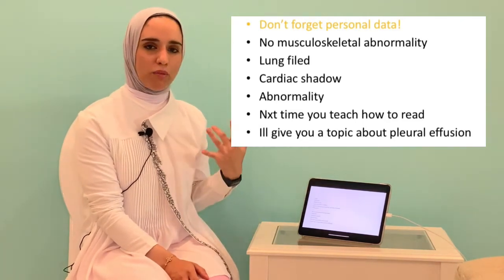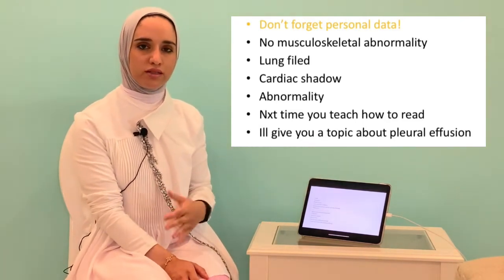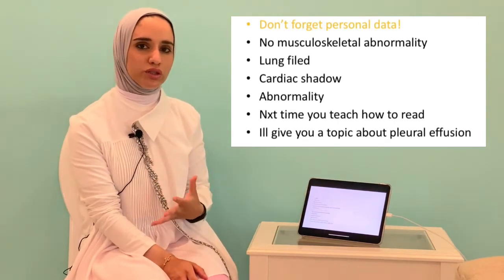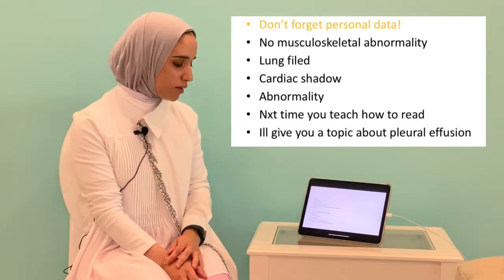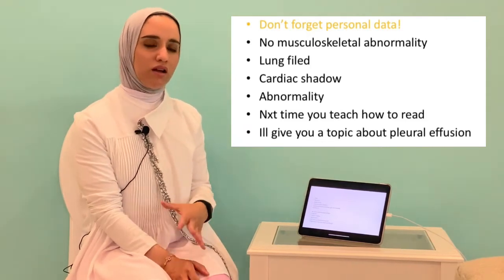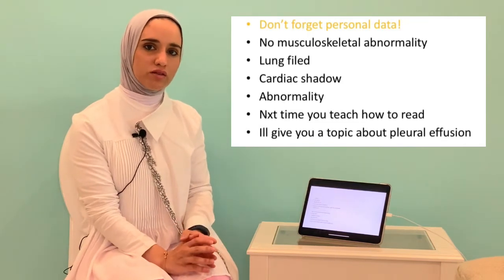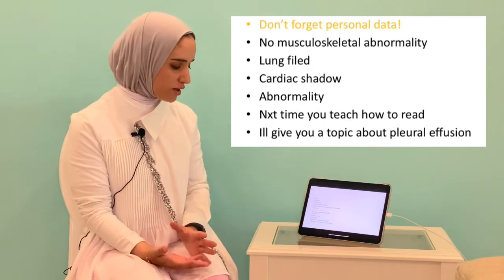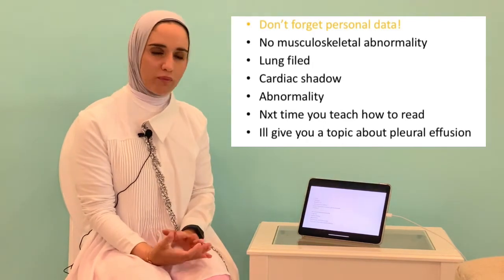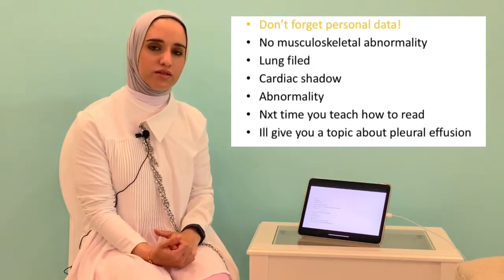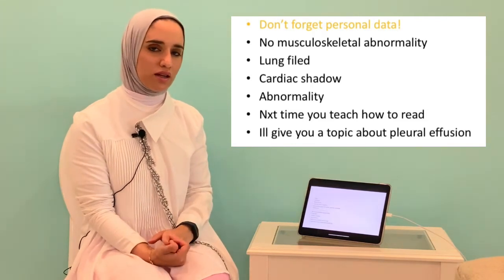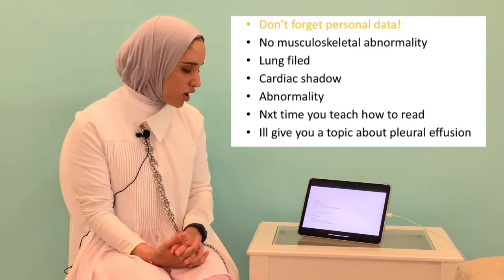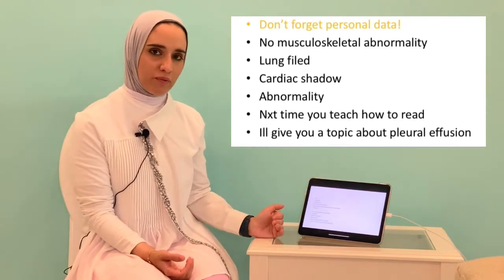After that, mention the lung field. Is it hyperinflated? Are there any abnormalities like pleural effusion or any collapse? Then mention the cardiac shadow, whether it is more than 50%, or any aspect of cardiomegaly. And then if there are any other abnormalities, such as effusions, collapse, or any tracheal deviation, you should also mention that. This is just an example for an X-ray.